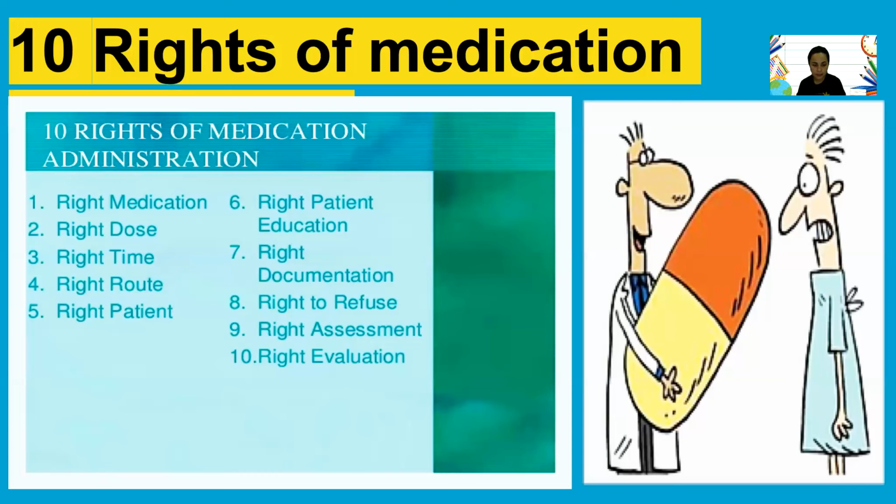Then, right assessment. Right assessment means you assess first. You take initial data, initial information from the patient. Maybe the patient has an allergy to that medication. So first ask, do you have an allergy to this medication? If you forgot to assess the patient, it will be risky because maybe he's allergic, then you give the medication. The patient might die or have an allergic reaction, and so on. So make sure that you assess first before giving any medication.